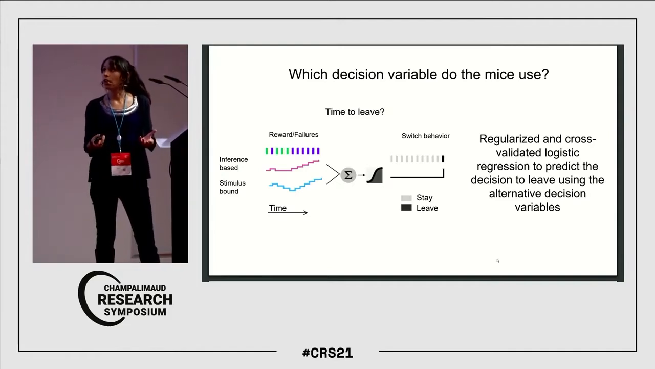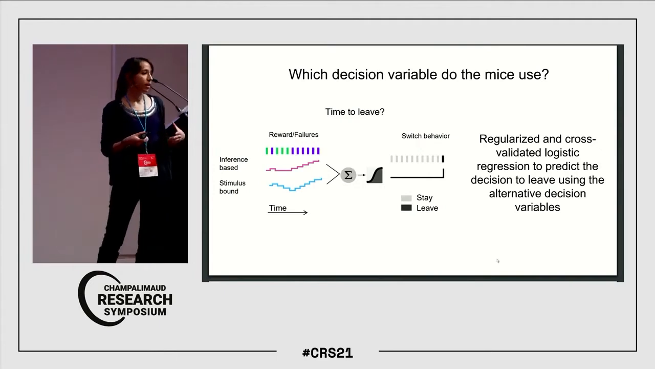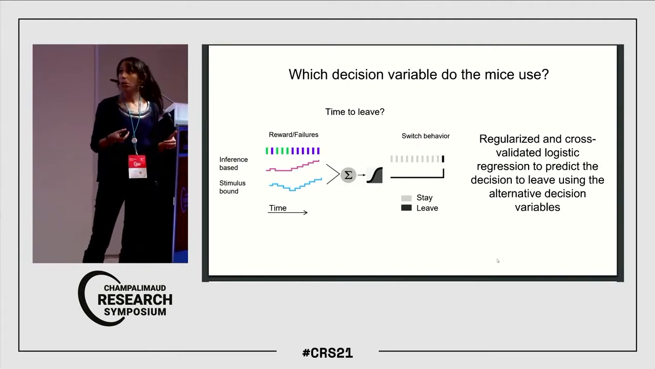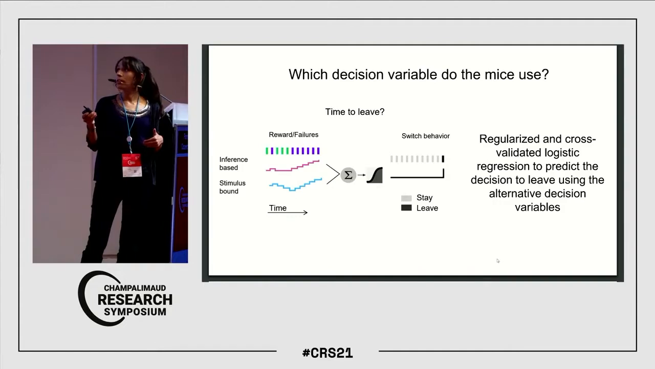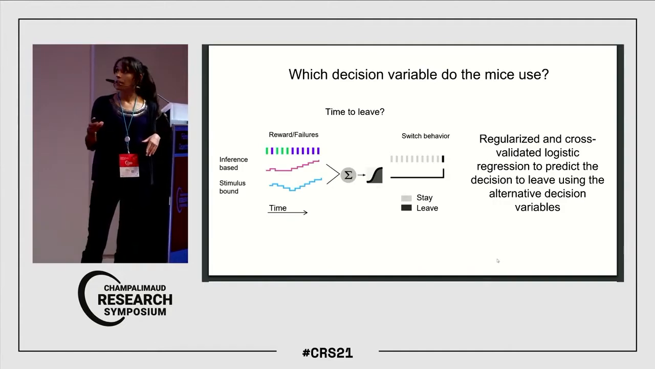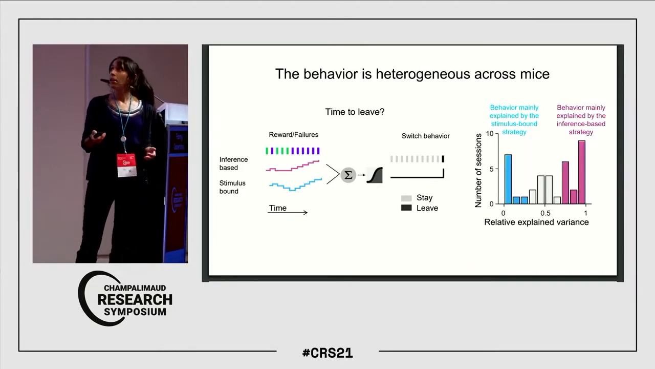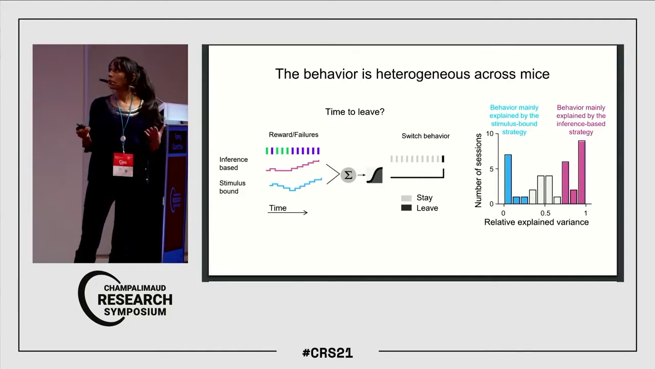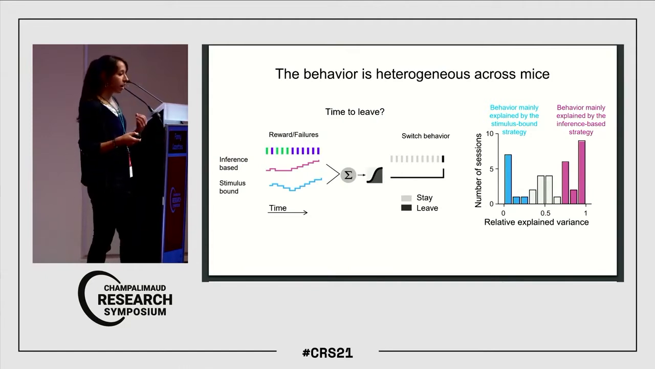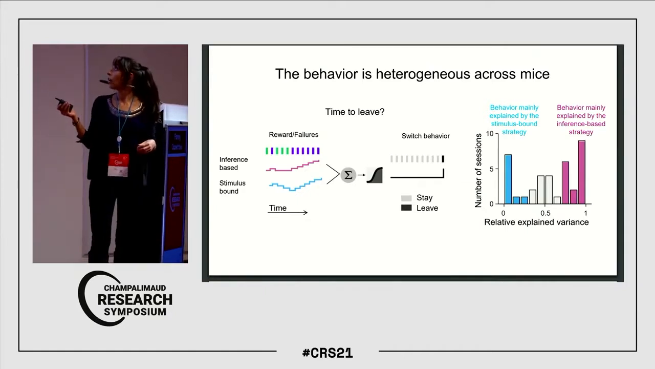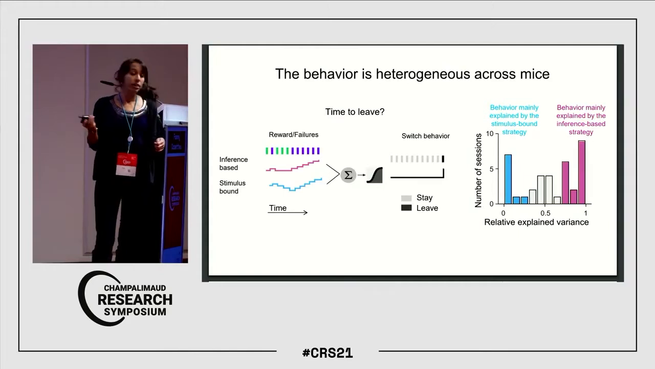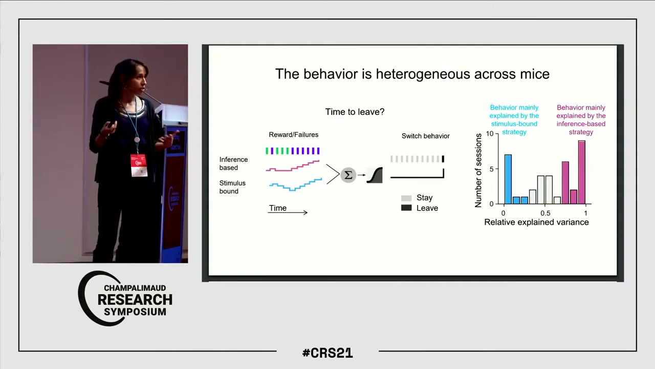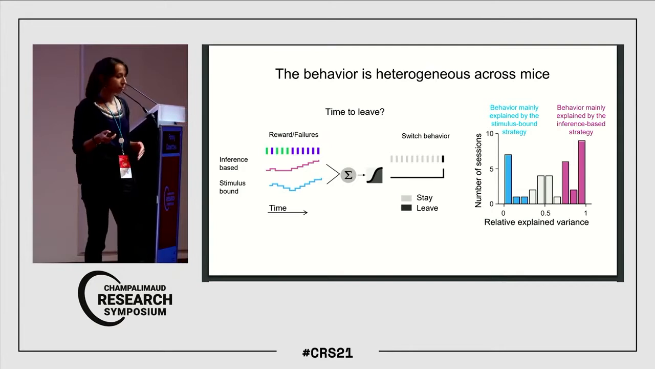So to address this question, we use a logistic regression using these two different decision variables to predict the time that the mouse leaves the site. And what we found is that the behavior is actually very heterogeneous. In some sessions, the mouse behavior is largely explained by the stimulus-bound strategy, and in other sessions, on the right side of this graph, in pink, the behavior is largely explained by the inference-based strategy.